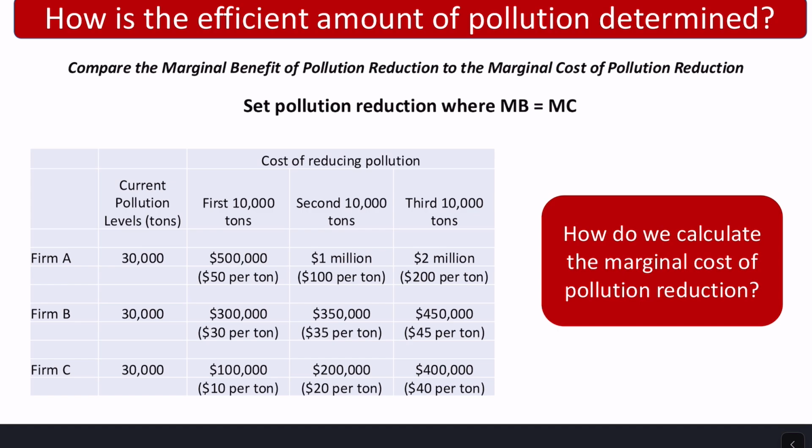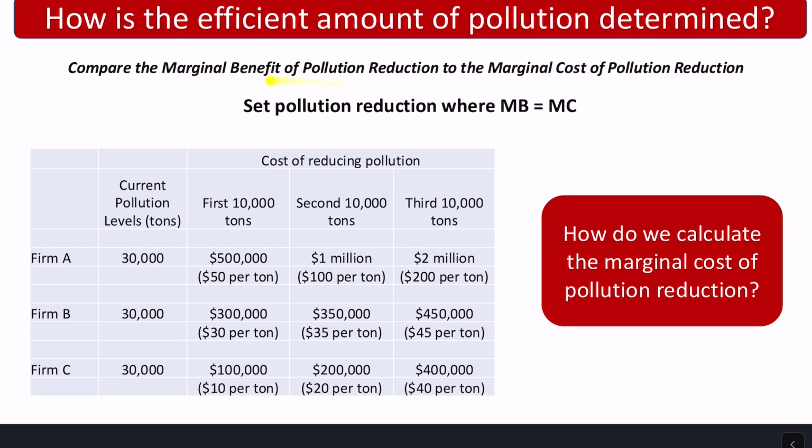Right? So the idea is we want to compare the marginal benefit of pollution reduction to the marginal cost of pollution reduction. The marginal cost of pollution reduction is going to come from the individual firms, saying how costly is it to reduce your pollution by a given ton? So how much does it cost Miami University to reduce its pollution by a ton? How much does it cost American Airlines to reduce its pollution by a ton?